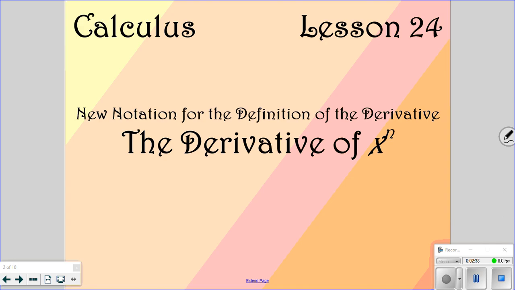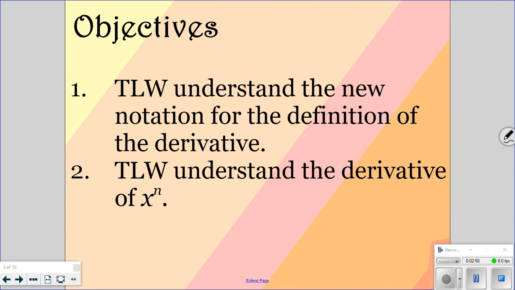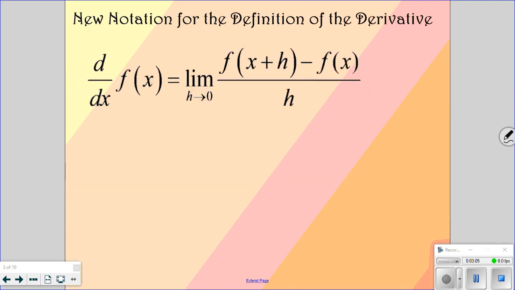Okay, so we're looking at lesson 24 today. We're doing the new notation for the definition of the derivative, and then we're going to look at the derivative of x to the n. So the new notation for the definition of the derivative, remember there were two people I told you that invented calculus. One of them used delta x and one of them used something else. And then we're going to look at the derivative of x to the n in a minute.